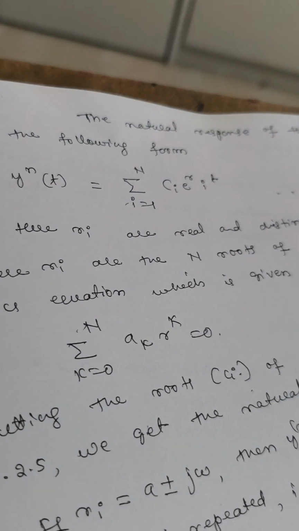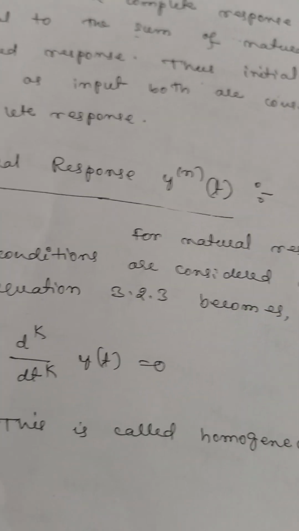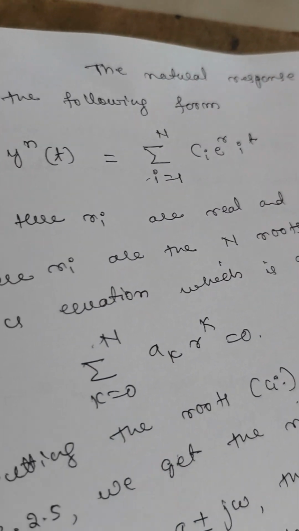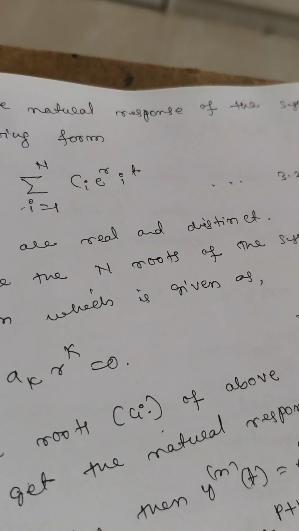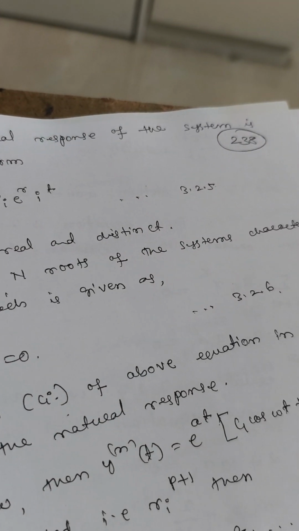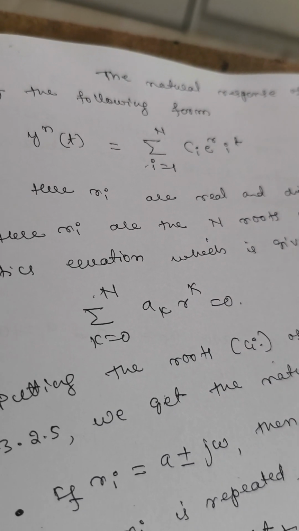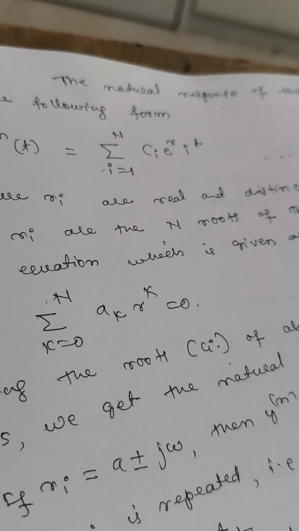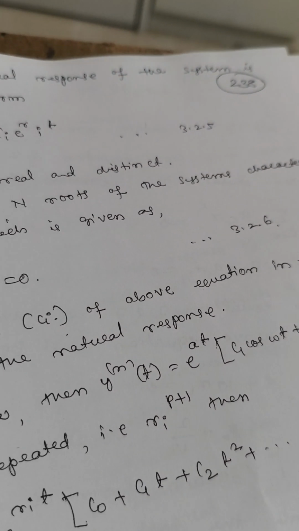Here, the natural response of the system is of the following form. While deriving the natural response, we derived this equation, from which we can calculate the natural response. That is, y_n equal to the summation i equal to 1 to n of c_i e raised to r_i t, equation 3.2.4.